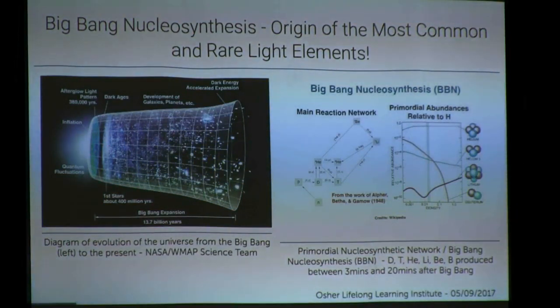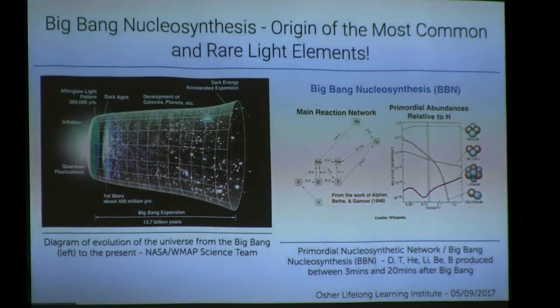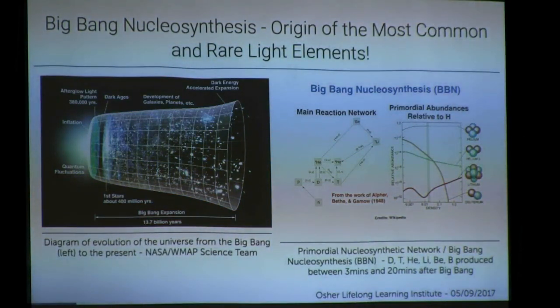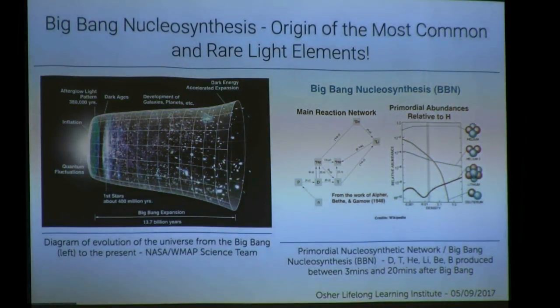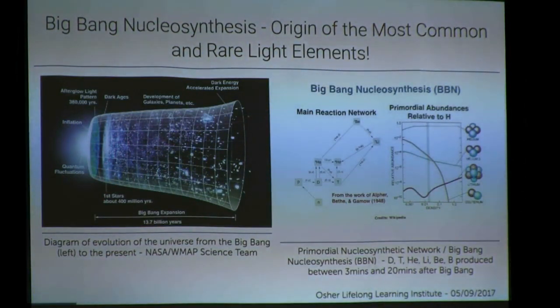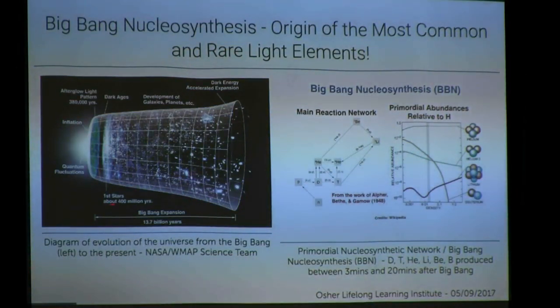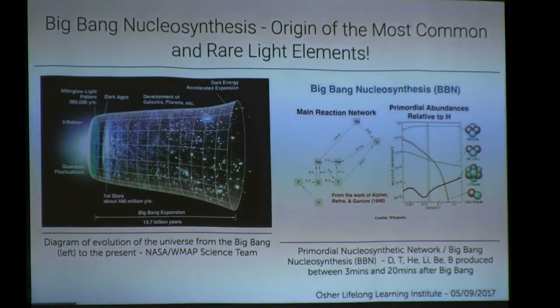Okay, so the universe is continuing to expand, and as it expands, it cools down. And so it gets to a point where it's cool enough that gravity can now really start having an effect. So now it's starting to pull this hydrogen and helium together to start forming the first stars and the first proto-galaxies. And so that ends the Dark Ages, because then the first stars start lighting up. And so now the universe is no longer dark. Okay? And that's about 400 million years after the Big Bang.